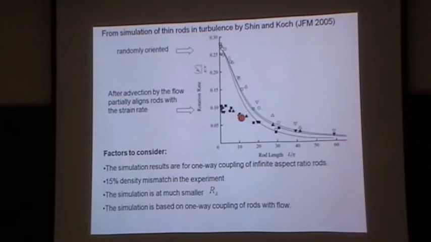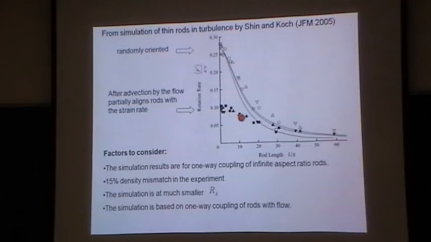And here's a fascinating bit of physics, and that is that these rods are being controlled by the small scales in the turbulent flow, and yet, with isotropy and all that, you'd like to say that rods are randomly oriented, but they're nowhere near randomly oriented after they're advected by the flow for a little bit. If you think about that for a little bit, you'll realize why it is.